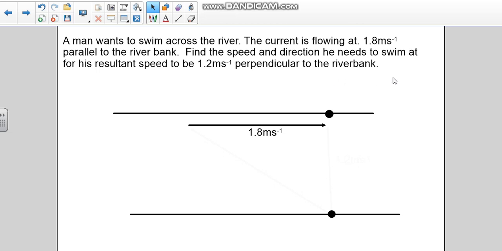perpendicular to the riverbank. So the resultant we're given, we need to find out one other vector so that we have this resultant. In other words, the man is starting here and he's going to swim and he wants to end up here, so the vector is perpendicular to the riverbank.